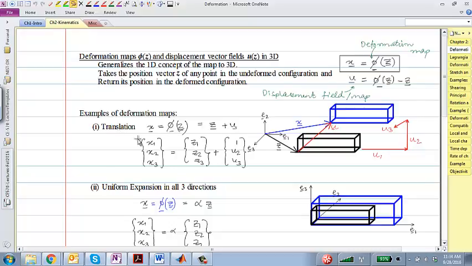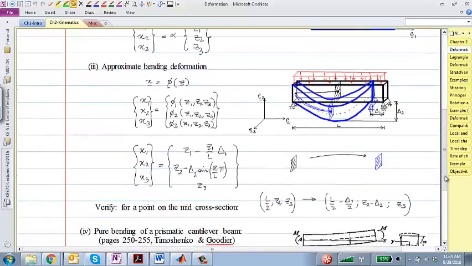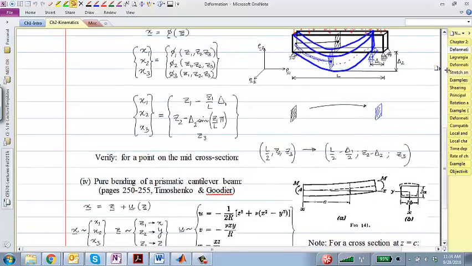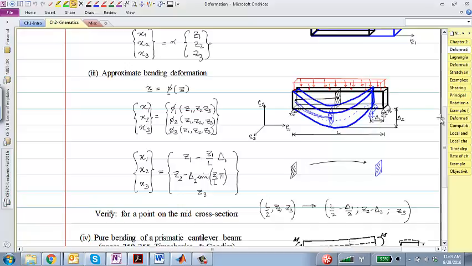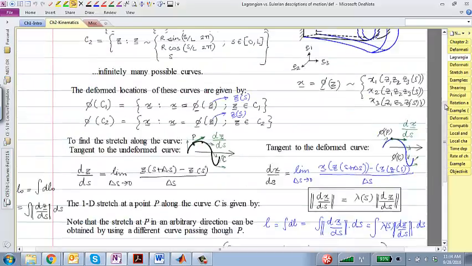So we looked at examples of translation. Just add the same displacement field to each and every point of the body, and you get to a new position. We looked at uniform expansion. We looked at approximate bending. We looked at an exact bending of a cantilever beam. These are all examples of deformation maps that take points in the undeformed black configuration to the deformed blue configuration. You can map each and every point in a one-to-one manner in that way. All right, so far so good.